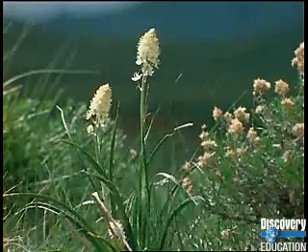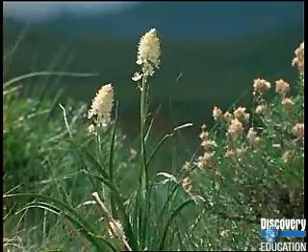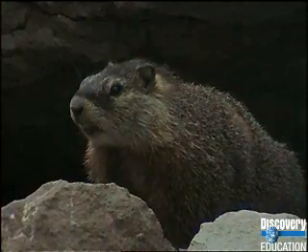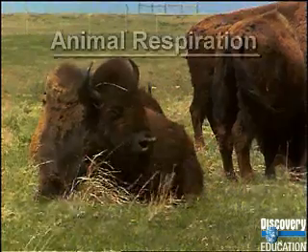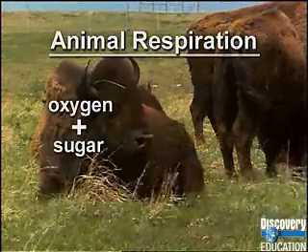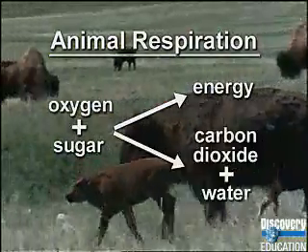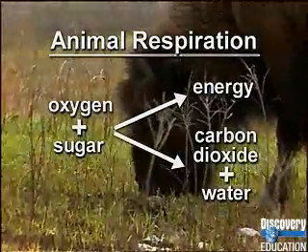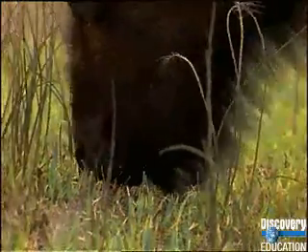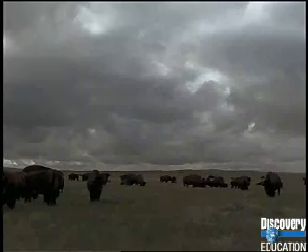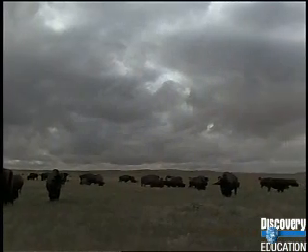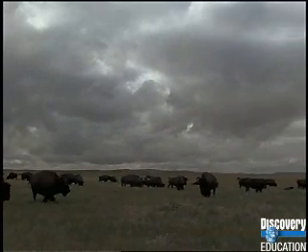The oxygen that plants release from photosynthesis becomes part of the air humans and other animals inhale. In animal respiration, oxygen and sugar are used to release energy. During this process, the organisms produce carbon dioxide and water. The carbon dioxide that animals exhale can be used by plants for photosynthesis. And so the cycle continues.